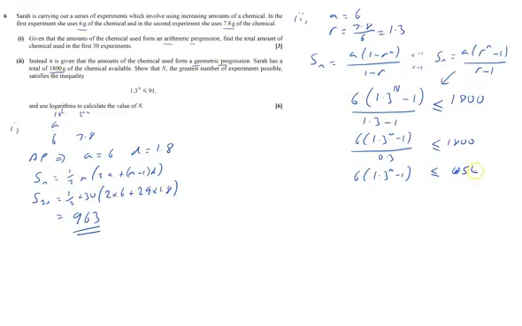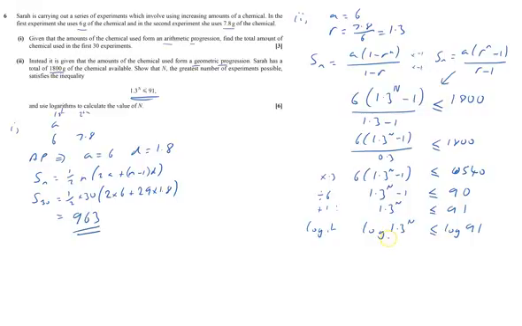Opposite of dividing by 0.3 is multiply both sides by 0.3, so 6 times 1.3 to the n minus 1 is less than or equal to 540. That's by timesing by 0.3. Now I need to divide by 6, so 1.3 to the power of n minus 1 is less than or equal to 90. Now add 1, 1.3 to the power of n is less than or equal to 91. Well, that's great, it's looking good. And then I'm going to log it, so log 1.3 to the power of n is less than or equal to log 91.